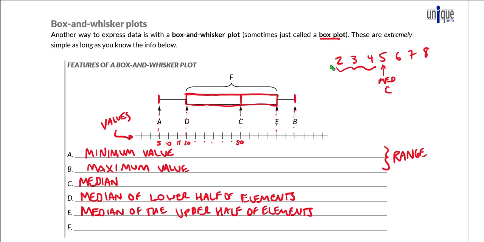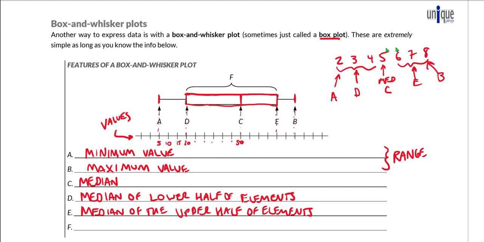The median of the lower half of the set, the 3 elements to the left of the 5, would be the 3, so that would lie at point D. Obviously, that 2 would be point A because that's the minimum. The median of the 3 elements in the upper half of the set, the 3 elements that are greater than the actual median, would be 6, 7, 8. So the median of those would be E, and then of course 8 would be the B.